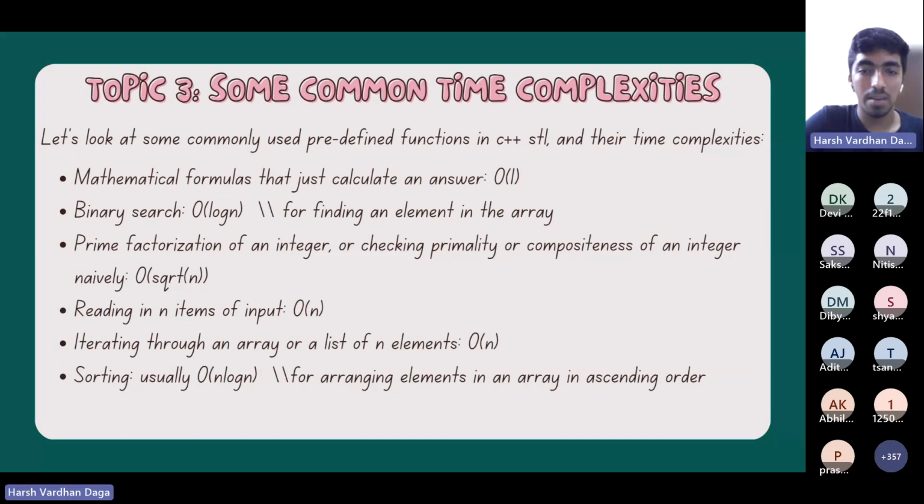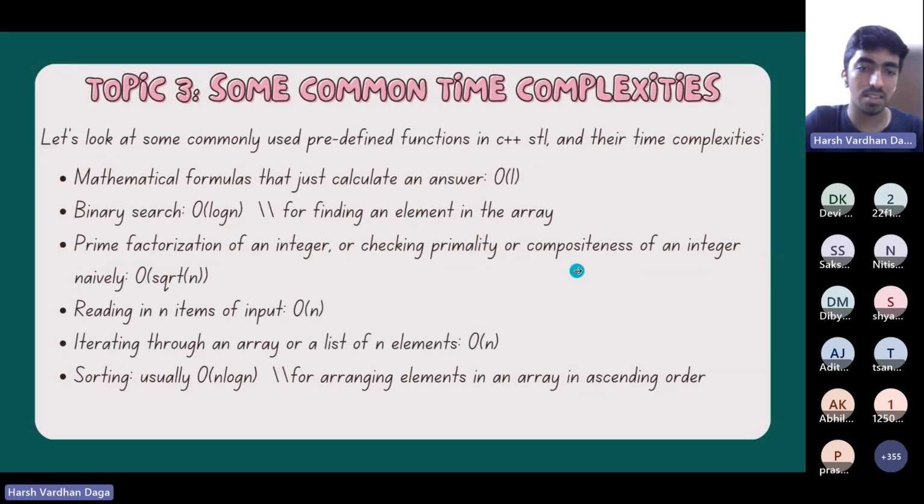A mathematical formula that just calculates an answer, just like subtraction or addition. The time complexity of those statements is considered to be O of 1. Binary search, about this topic you'll learn in detail in an upcoming session, and I'll brief you about this today also. For finding an element in the array, the time complexity is O of log of n.